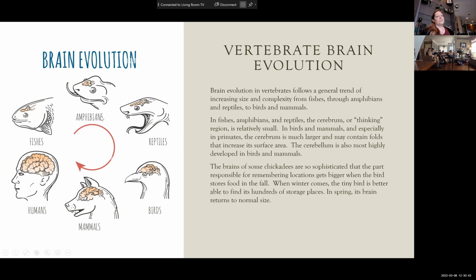That's what's going on. So you got your brain evolution. Here's the relative size. So fish, amphibian, reptile, bird, mammal, human. That's your relative size. So you can see.